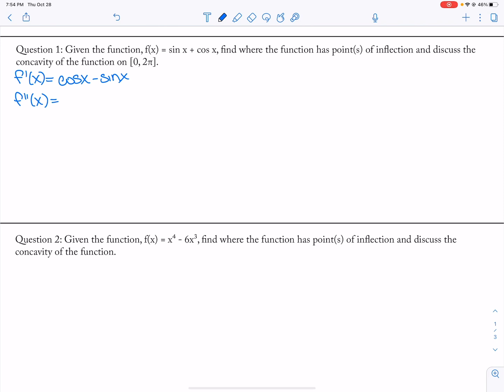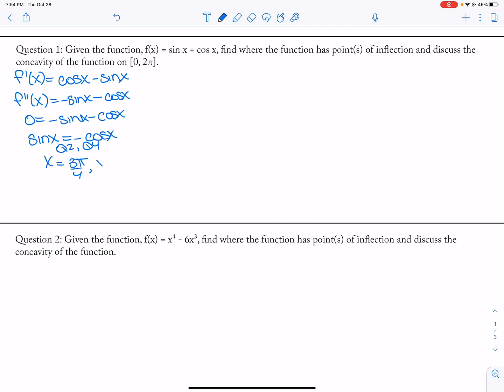Okay, so I'm going to take a second derivative because I want to know what the points of inflection and concavity are. So then I have a negative sine of x and then a minus cosine of x. When I set this equal to 0, what I want is when is sine x equal to negative cosine x, or I could have flipped it around. So really what I want is one of them to be positive and one of them to be negative. That occurs in quadrant 2 and quadrant 4. So x is going to be 3 pi over 4 and 7 pi over 4.